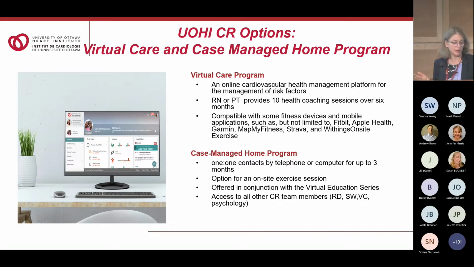We also continue to have all of the other program options we had pre-pandemic. I include here the virtual care program, which is an online program offered through a very interactive portal. Patients' smart devices can load their information up to the platform, so that can be part of a conversation with the health coach. We have our case managed home program that's typically offered through the telephone because patients opting for that stream often aren't choosing those other things that are available through Zoom and often don't have MyChart access.